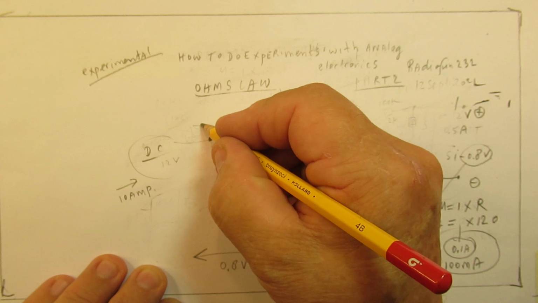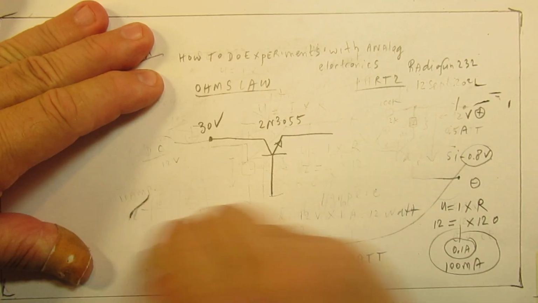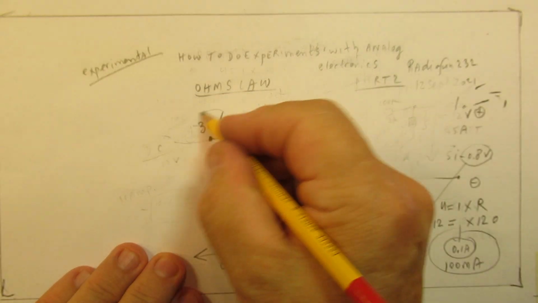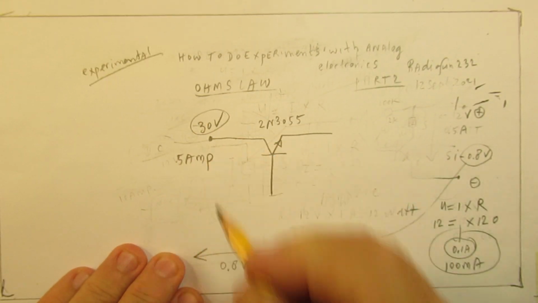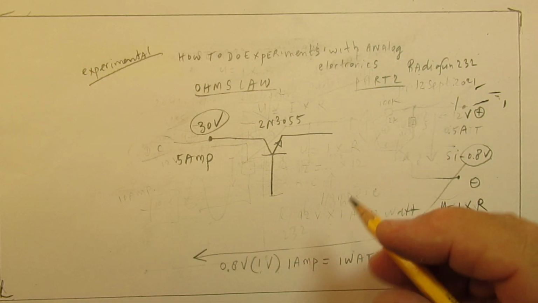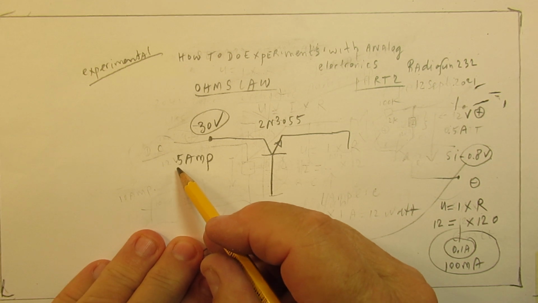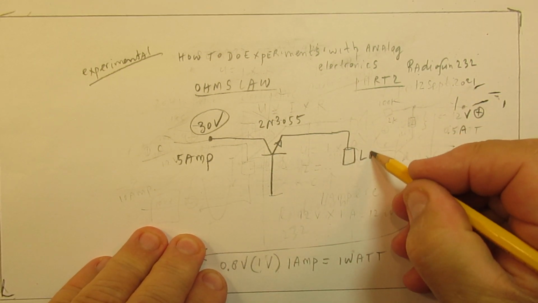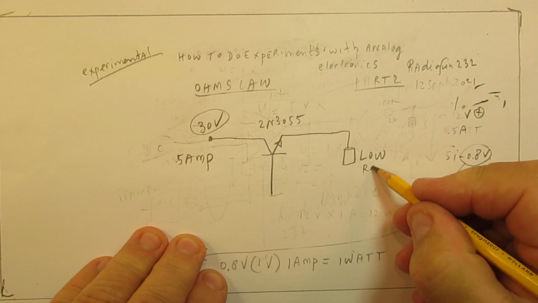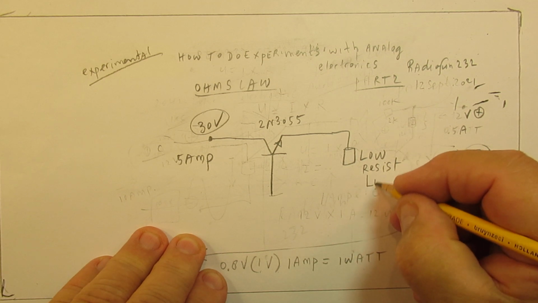We have here, for instance, 30 volts. The voltage source is able to give out 5 ampere. The output is able to do that. Here we have a, say, low resistance source, load is what I mean.